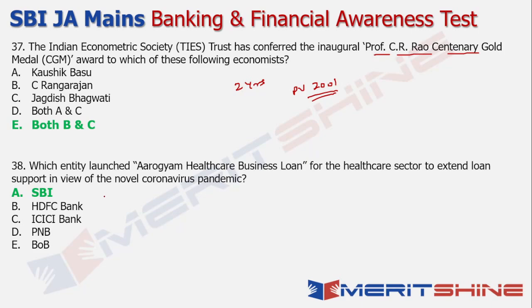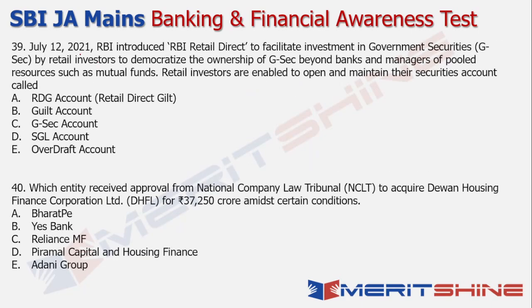Now moving on to the next set of questions. On 12th of July 2021, RBI introduced something called the RBI Retail Direct to facilitate investments in government securities by your retail investors, and the idea was to democratize the ownership of government securities beyond your banks and beyond your managers of pooled resources, such as mutual funds. Now retail investors are basically enabled to open and maintain their securities account, which is basically called what? That's the question. So that account is basically called the RDG account or the Retail Direct Gilt account, right?